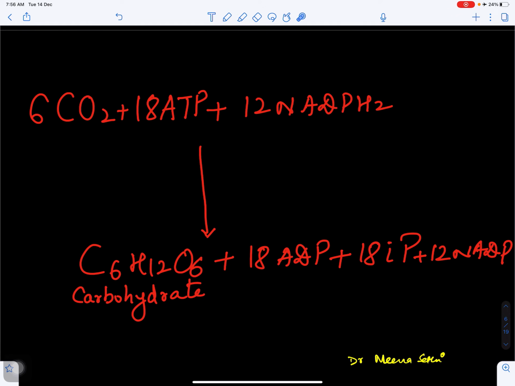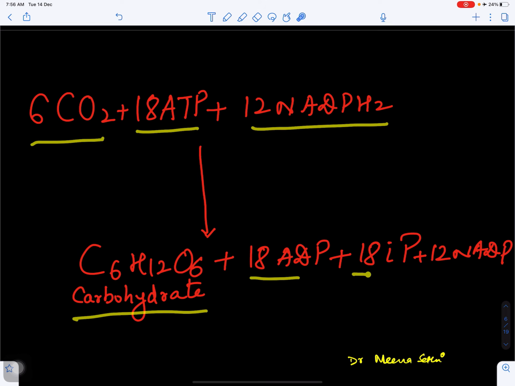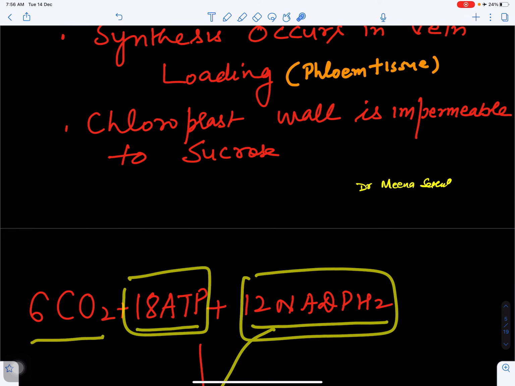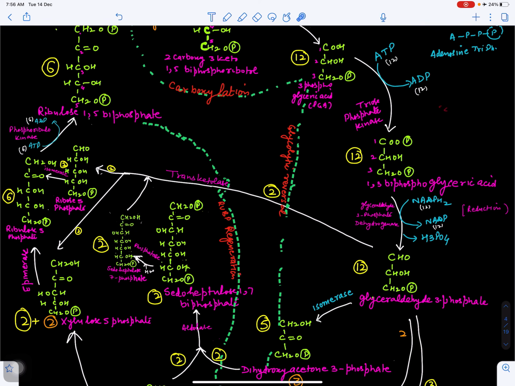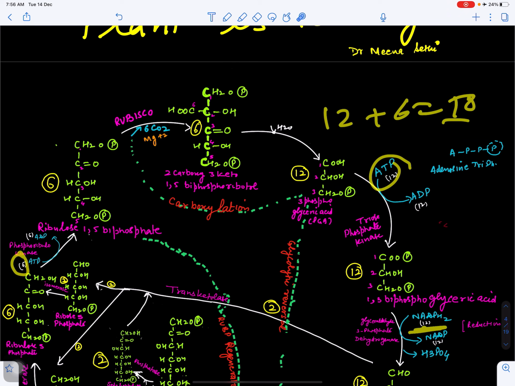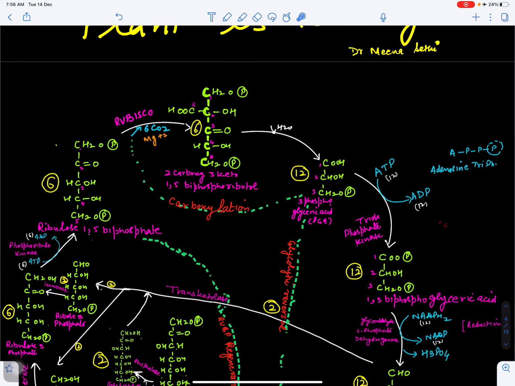So the overall reaction will be 6 carbon dioxide, 18 ATP, 12 NADPH2, formation of sugar, 18 ADP, 18 inorganic phosphate, and 12 NADP. So 18 ATP and 12 NADPH2 are being utilized in the cycle for the formation of the sugar or carbohydrates. So this is all about the C3 cycle. Now we can see here how this is 18 ATP. See here there are 6 ATP molecules required. Here there are 12. So 12 plus 6 is equal to 18. And here 12 NADPH2 are required. So 12 NADPH2 and 18 ATP are required for the formation of the sugar.